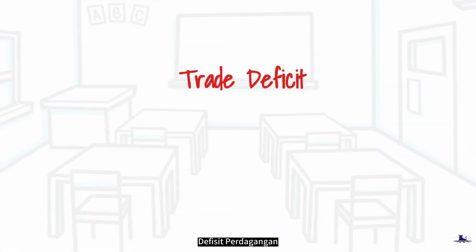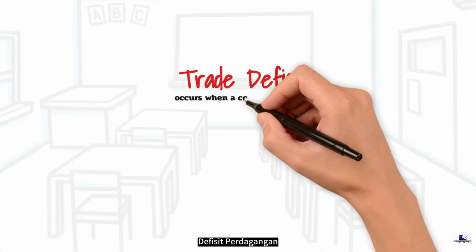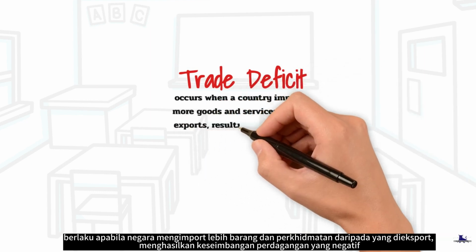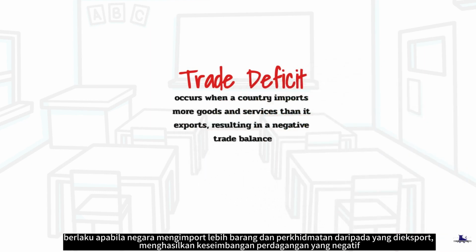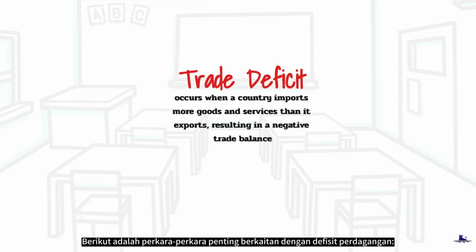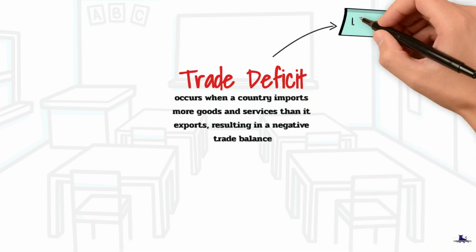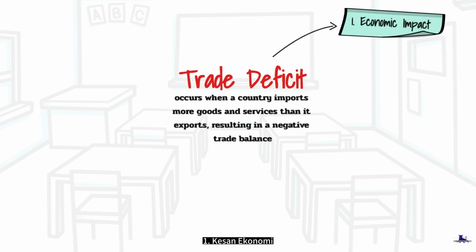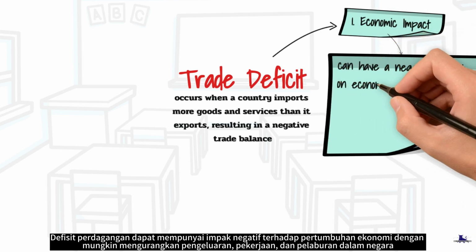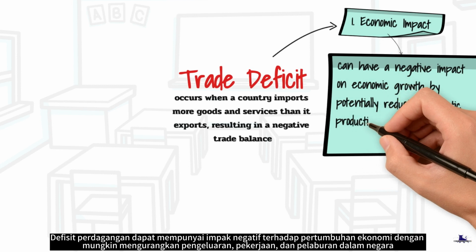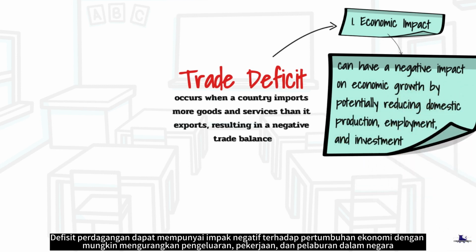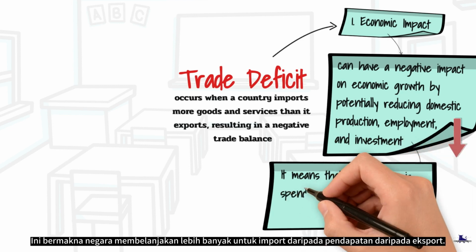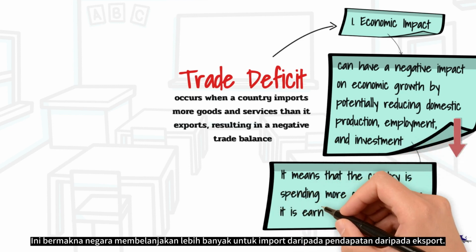Trade deficit. A trade deficit occurs when a country imports more goods and services than it exports, resulting in a negative trade balance. Here are the key points related to trade deficit. 1. Economic impact. A trade deficit can have a negative impact on economic growth by potentially reducing domestic production, employment, and investment. It means that the country is spending more on imports than it is earning from exports.